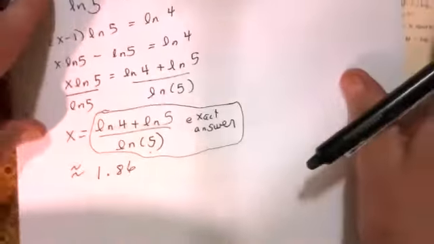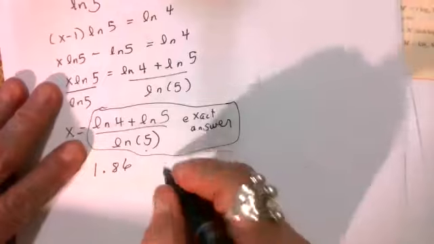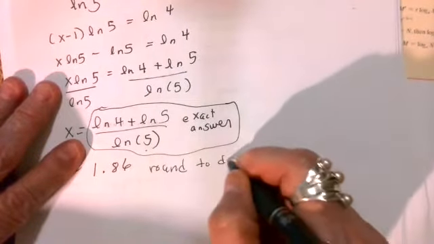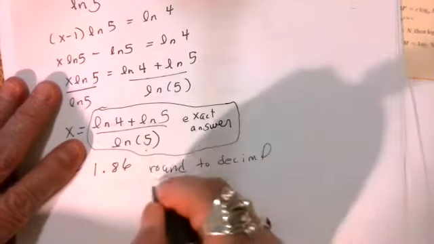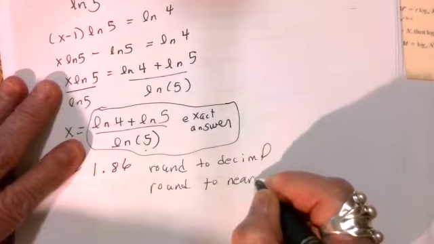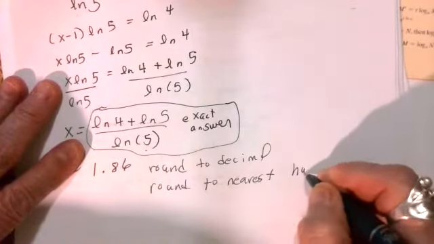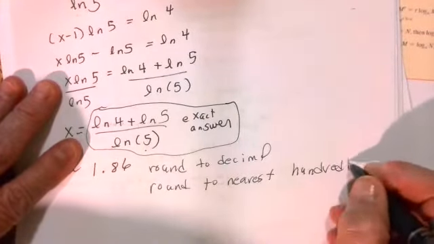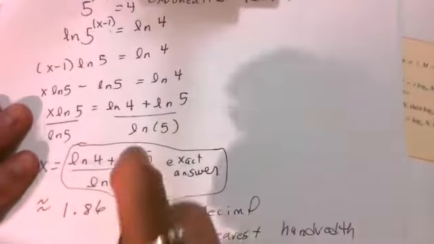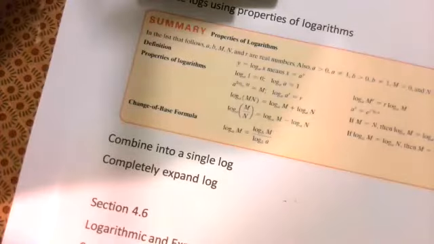If it were a word problem and they asked for an approximation and they said round to 2 decimal places, or round to the nearest 100th, then you would round it. But this is just a rule in general. Unless they tell you to round it, don't round it. Give the exact answer like that. Okay, let's see what else I got here.